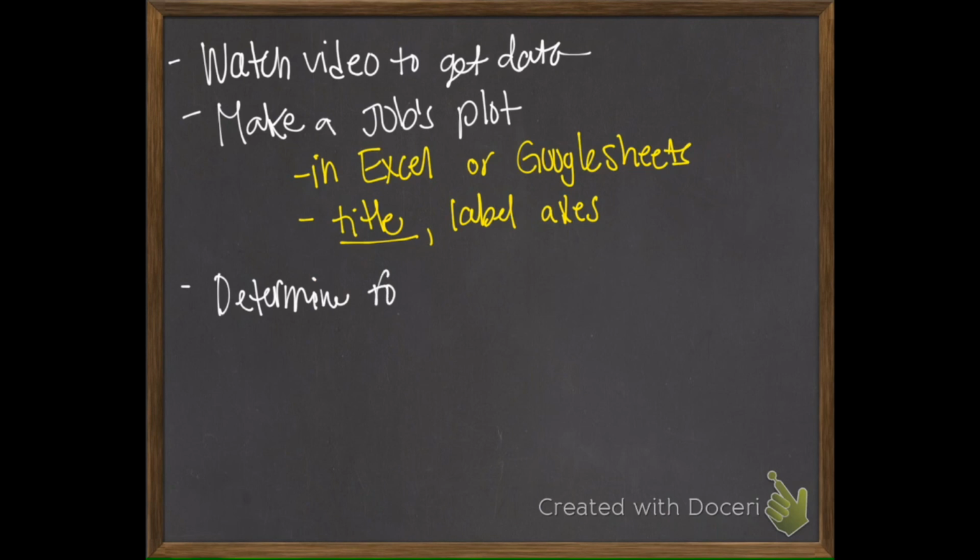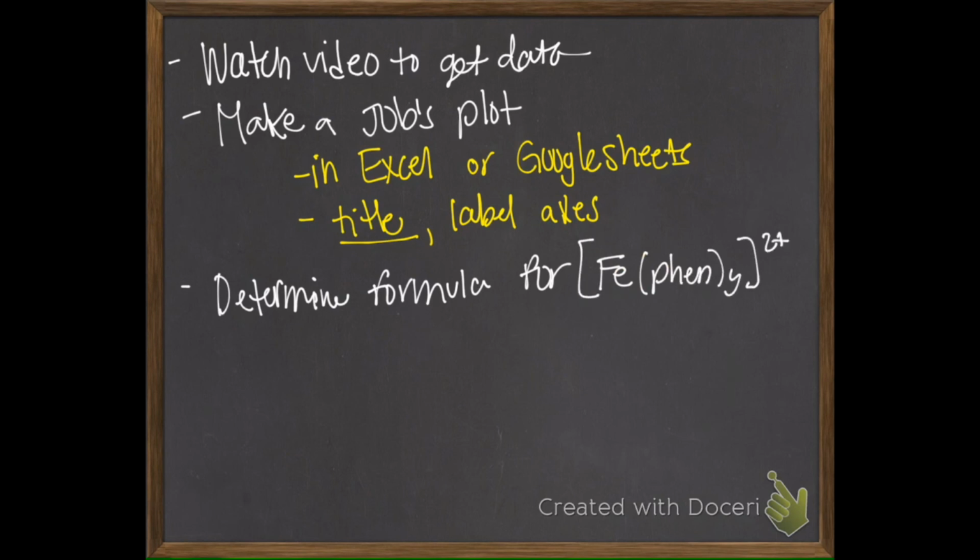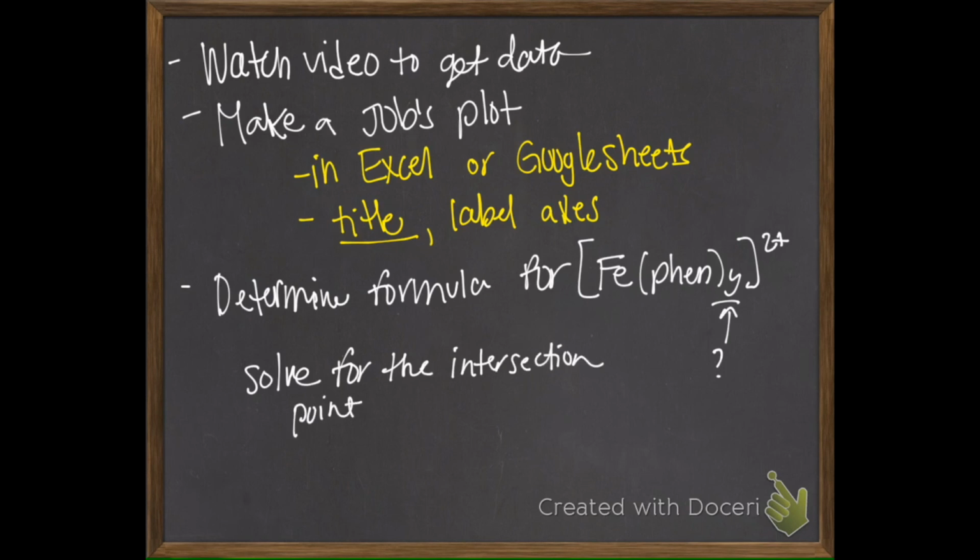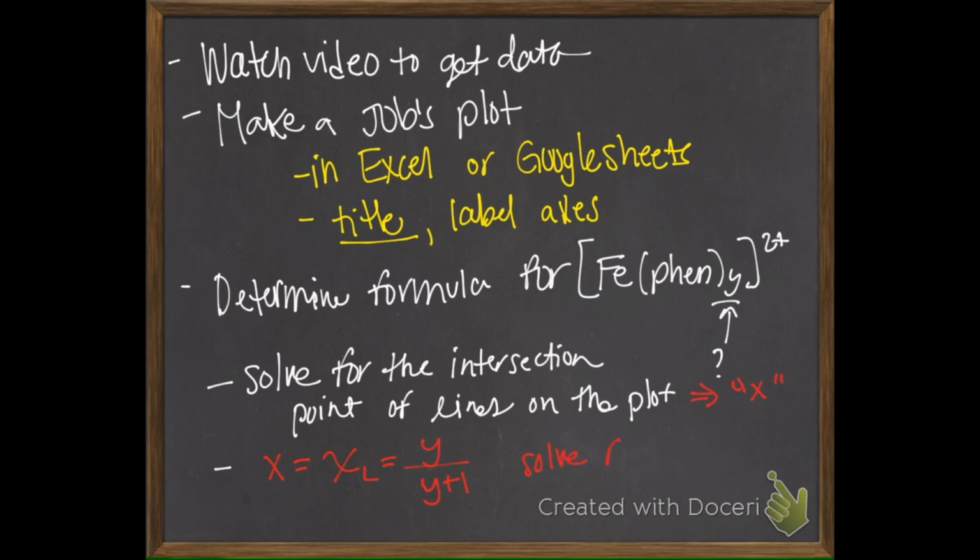Then, of course, you need to determine the formula for the complex ion, right? So you have that iron with y number of the phenanthrene ligands. So you're trying to determine what y is. Okay, to summarize how to do that, you are going to solve for the intersection point of the two lines in the Job plot. And so you want to solve for the x value where they intersect. And that is the mole fraction of the ligands. So that's our x value. x represents mole fractions of ligands. And your mole fraction of ligand is equal to y divided by y plus 1. So you'll have the mole fraction of ligands. You can solve for y, which gives you then the value in your formula.